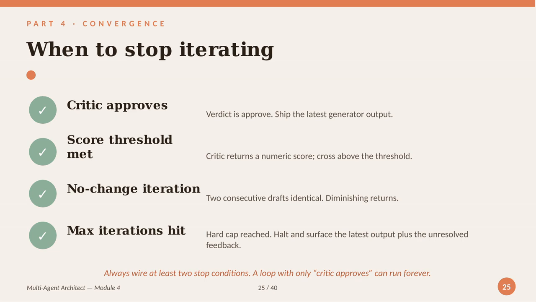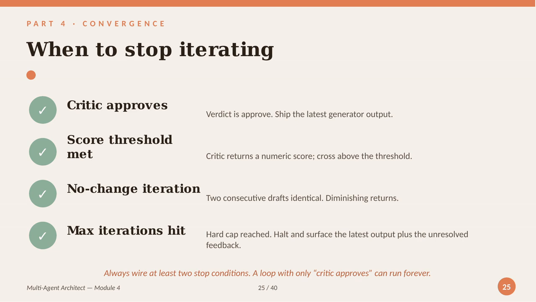Score threshold met. The critic returns a numeric score on each iteration. Once the score crosses above your threshold, you stop. Useful when approve is too binary and you want to be able to tune strictness via a single number. No change iteration. 2 consecutive drafts come back essentially identical.